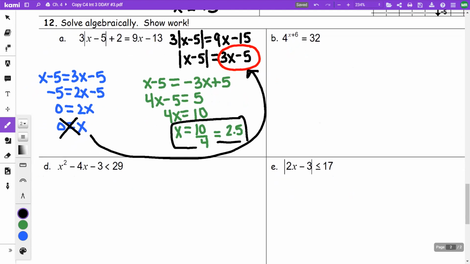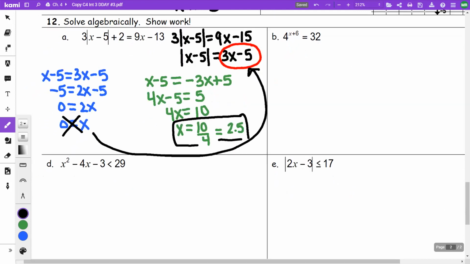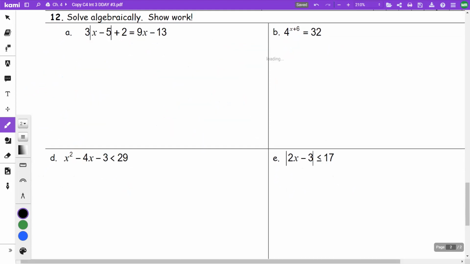Now on B, we want to get both sides to have the same base. Normally what we do is if this is a 4, we usually try to make this into a 4 to a power. But 4 squared is 16, 4 cubed is 64. So that's not going to work. So I need to make both of them into the same base. So I'm going to make both of them 2 to powers.